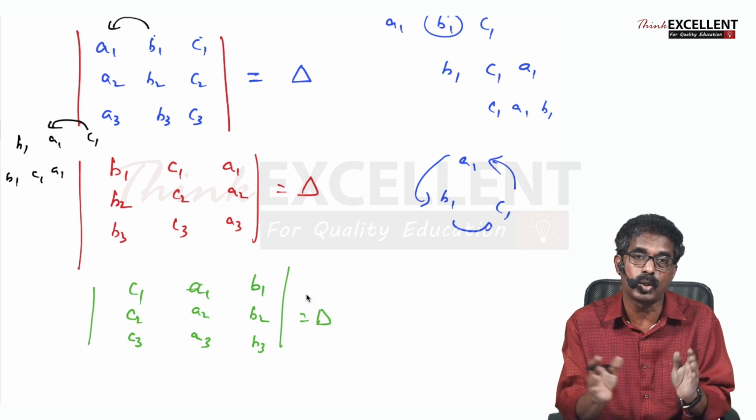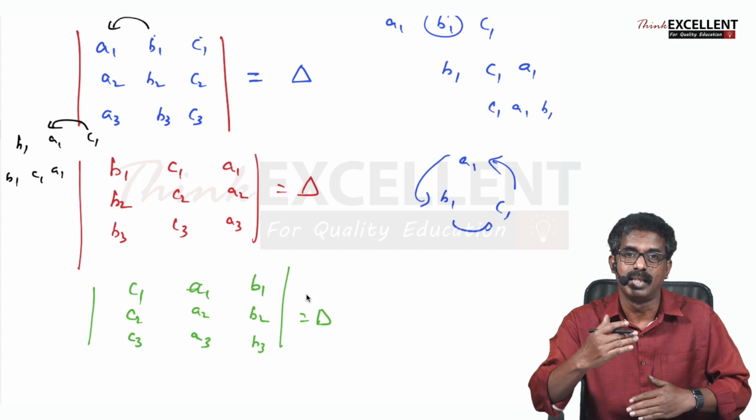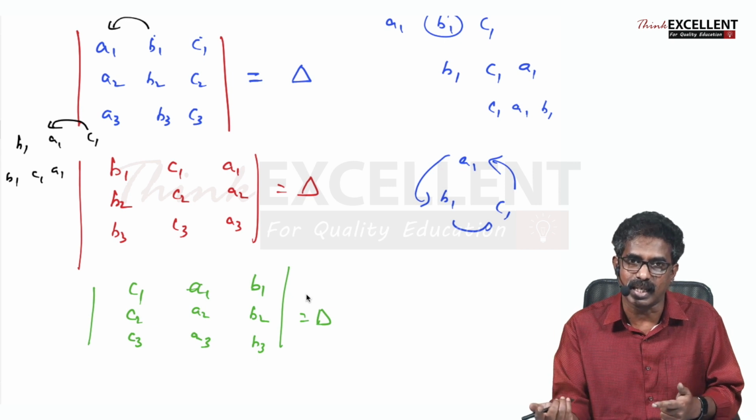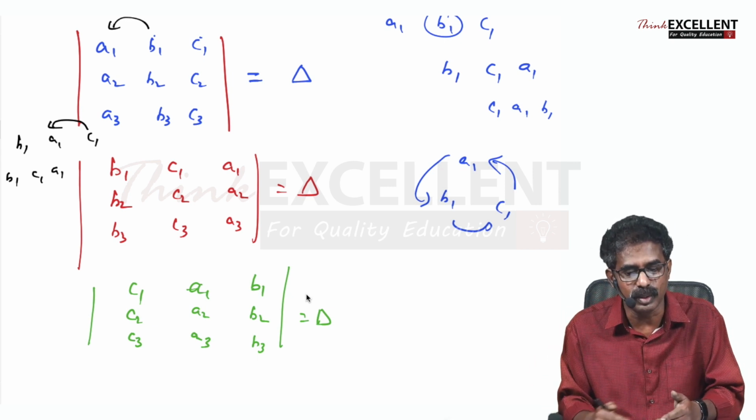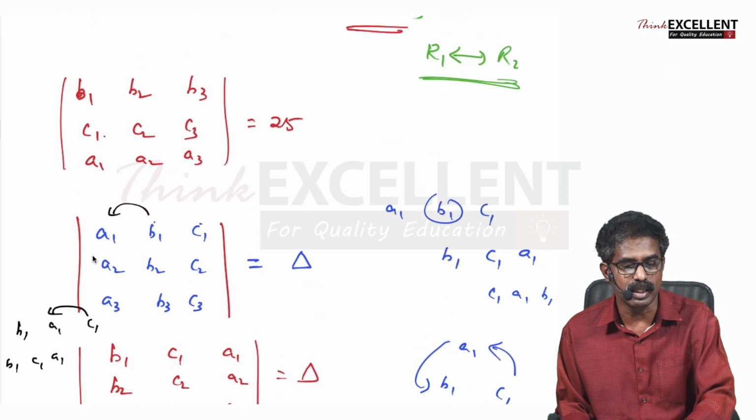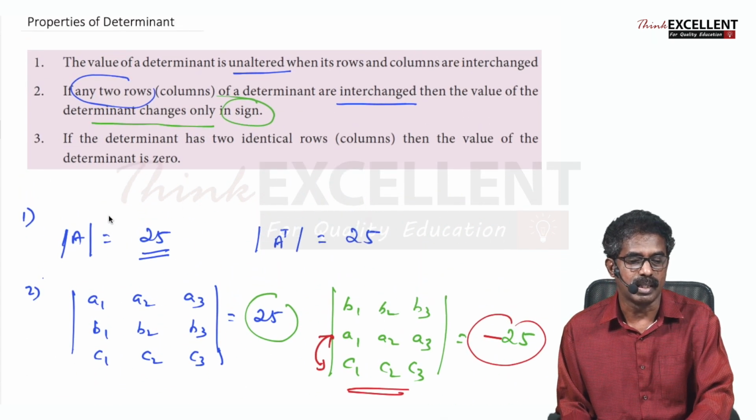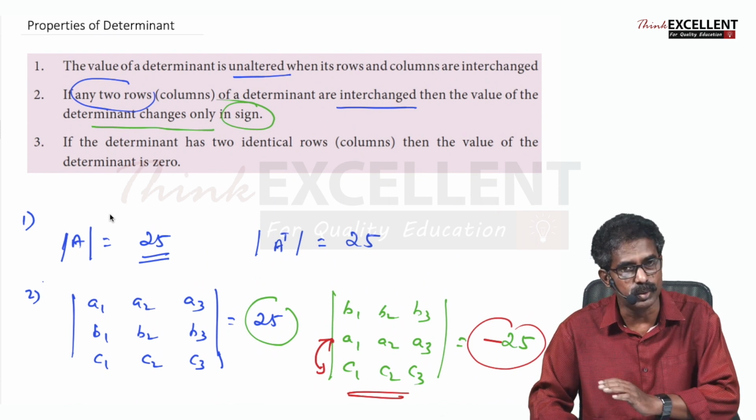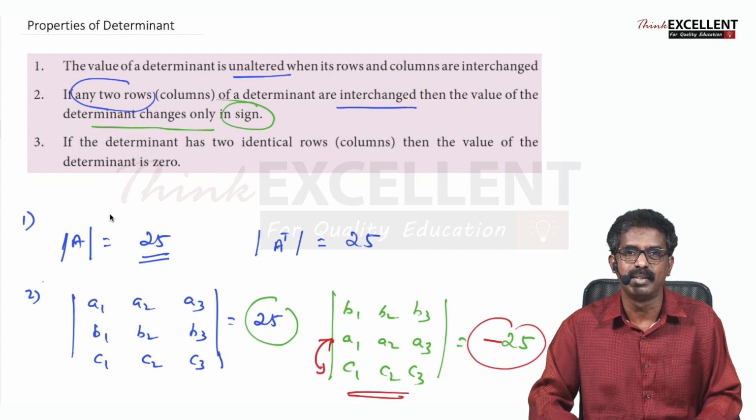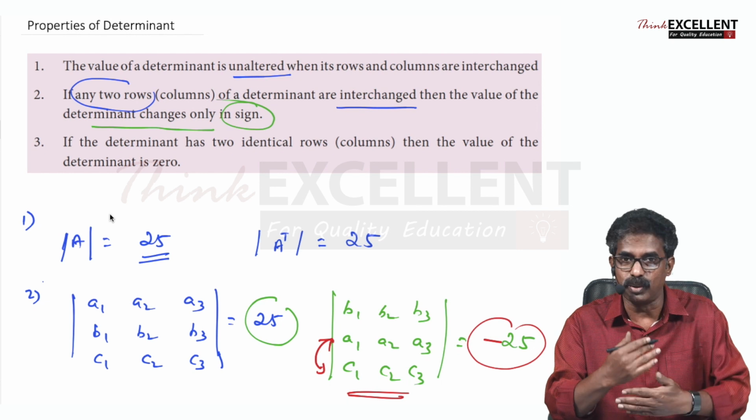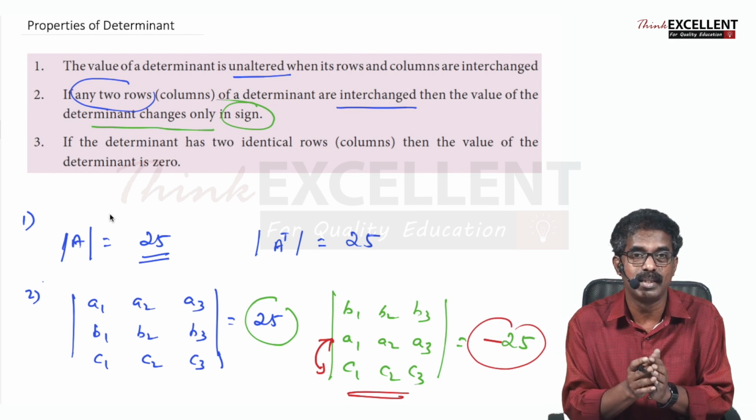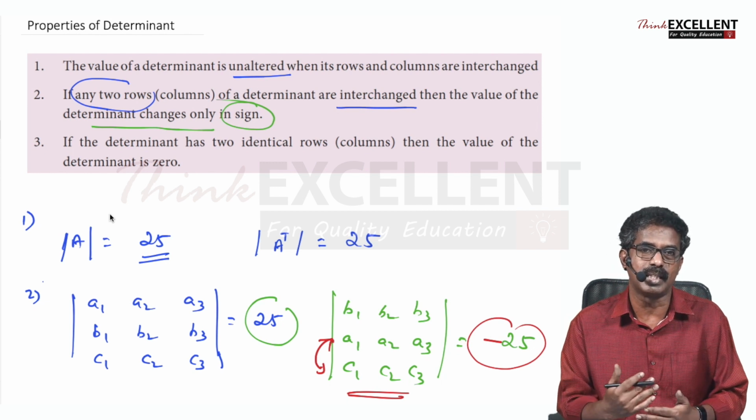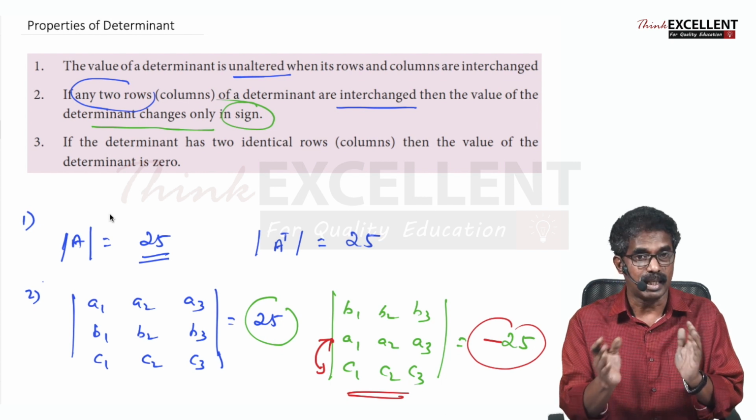So cyclically you can rotate column-wise or row-wise. Two times you are interchanging: one time changes the sign, the second time changes it again, so you get the original value. In all the cases, the answer is delta only. So, the properties we studied: first, when you interchange rows into columns and columns into rows, there is no change, same answer, same sign. Second property, very important: if you interchange two rows, same value but the sign alone changes. Two times interchange means no change in sign. Cyclic rotation, also remember.